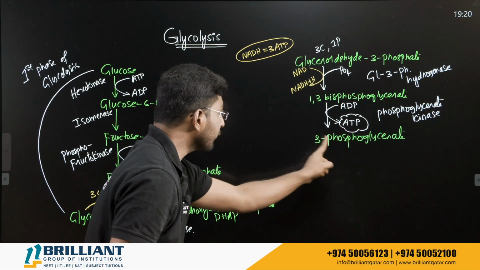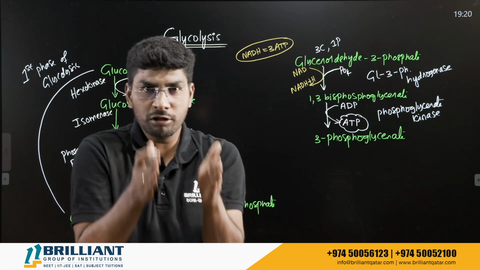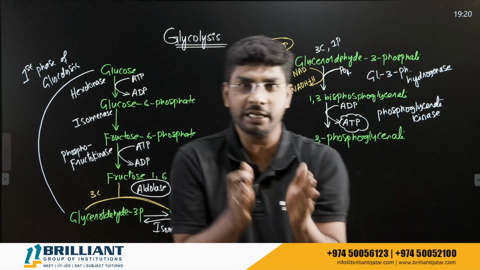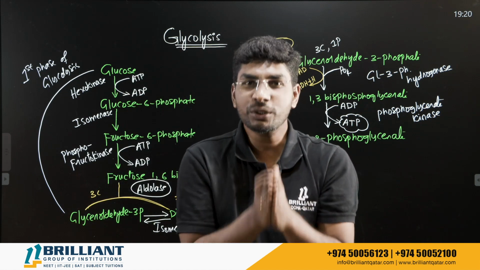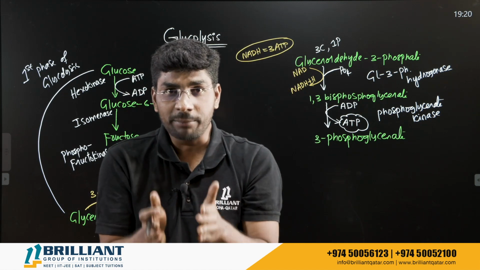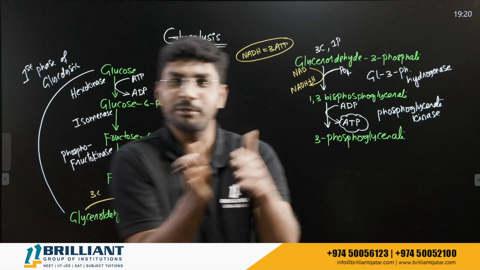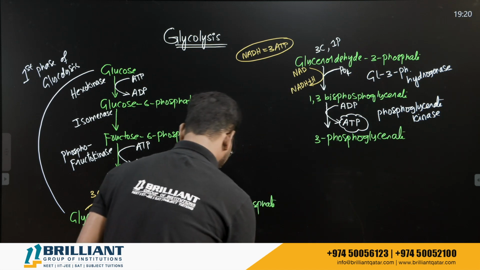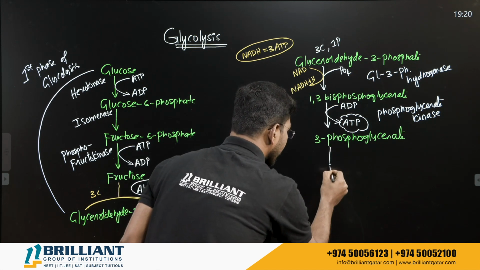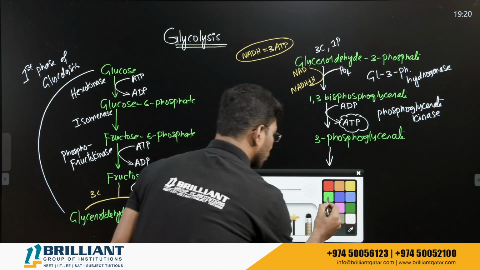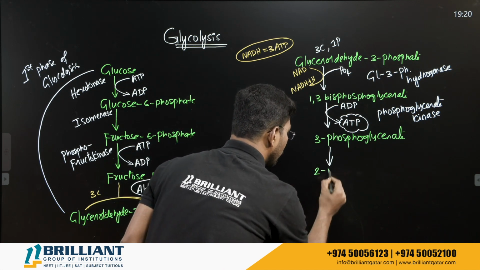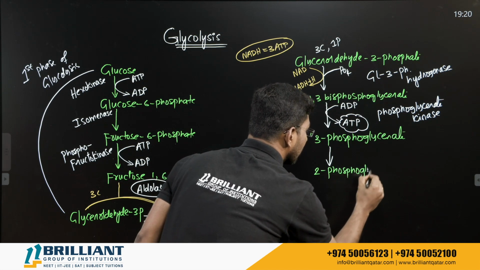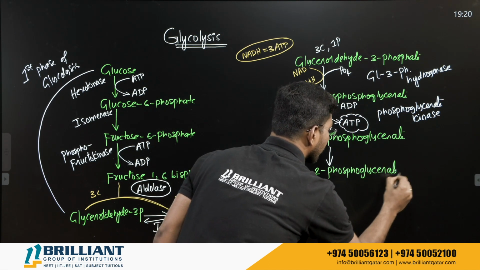Next, 3-phosphoglycerate, phosphate on the third carbon, just shifts the phosphate position from the third carbon to the second carbon. Nothing changed. Just what happened? Phosphate on the third carbon will shift from the third carbon to the second carbon. So the next compound is 2-phosphoglycerate. So the next compound we can write here is 2-phosphoglycerate. You got my point?